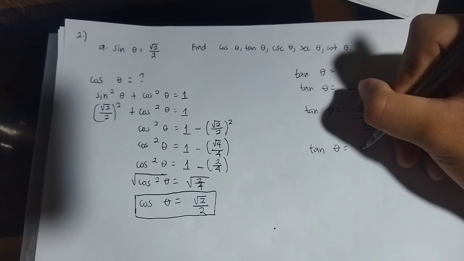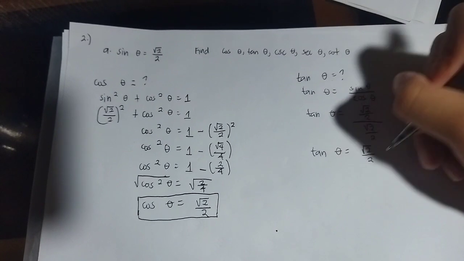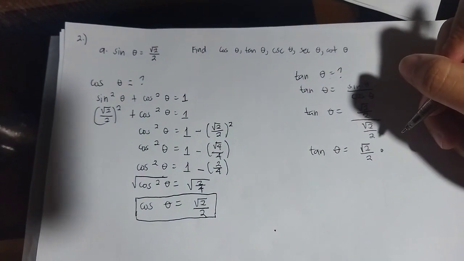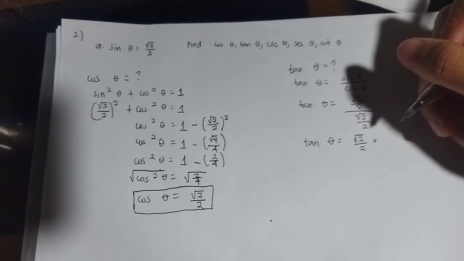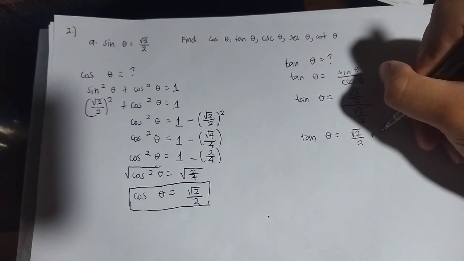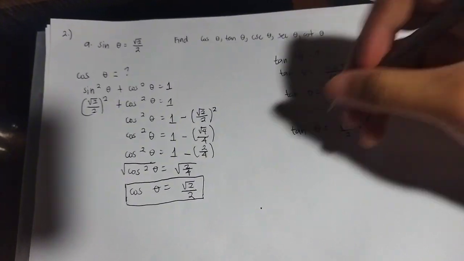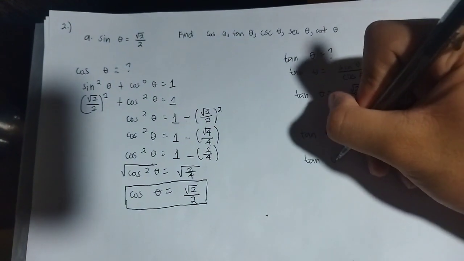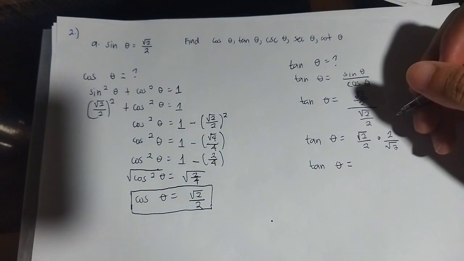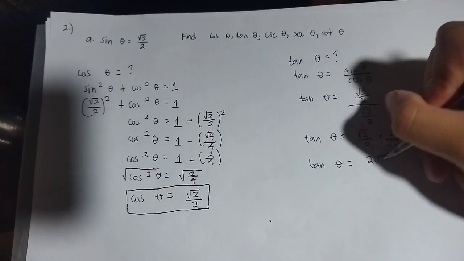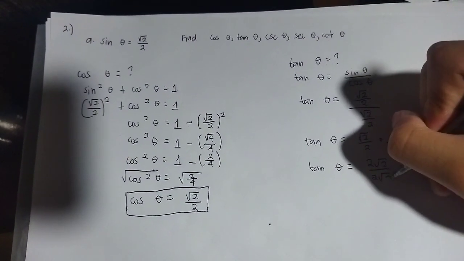Then we have square root of 2 over 2 multiplied by 2 over square root of 2. And copy. So we have 2 square root of 2 over 2 square root of 2.